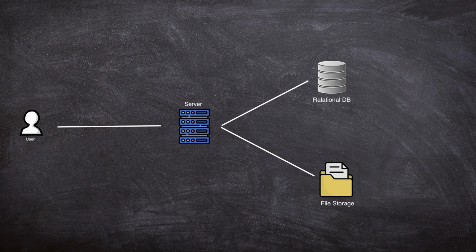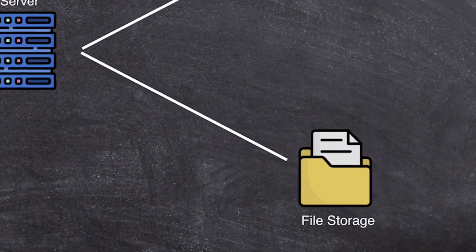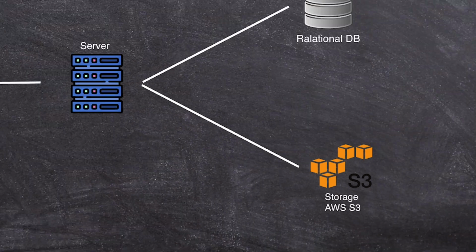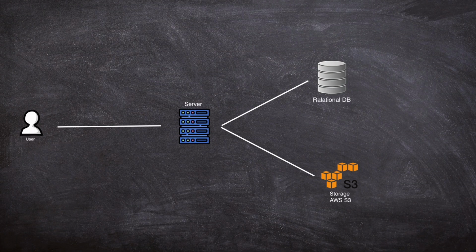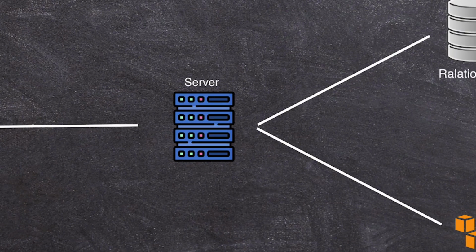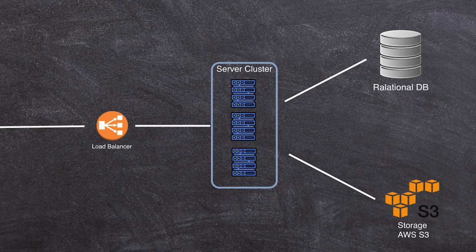Let's scale our basic system to support multiple users. A single file storage cannot store all the user files, so let us use a scalable storage solution like S3, which is pretty resilient and can store huge amounts of data. Now, a single server will no longer be able to support millions of requests. Let's scale this to a cluster of multiple servers with a load balancer attached to it.